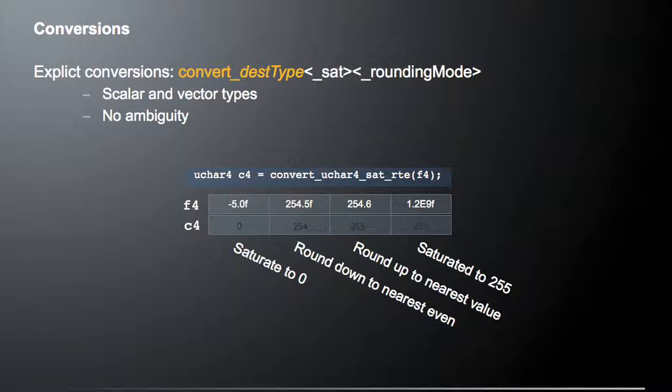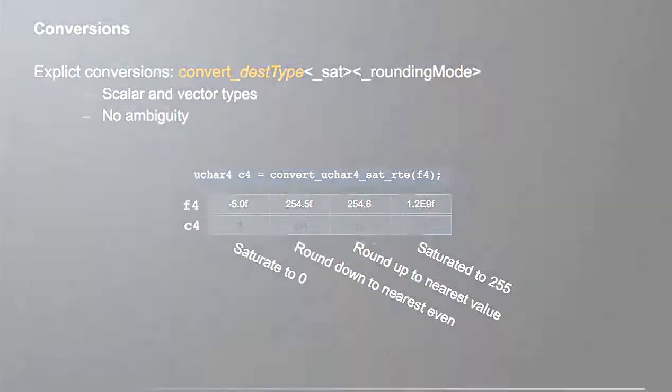So let's say we have a uchar4 and we want to convert it to a float4 or vice versa. Depending on what saturation type we use when we convert the float4 to the uchar4 named C4, we'll know explicitly what's going on. One example is that we can saturate to 0, so that when the value is negative, it'll just stop at 0 and won't go negative. Another possibility is round down to the nearest even. Another one is round to nearest value. And we can also saturate to 255. In this case, even though the value stored in the floating point value is much larger than could be stored in a char, we know that it'll just saturate at 255 instead of wrapping around, because that behavior would not be something you want because it could give you undefined results.